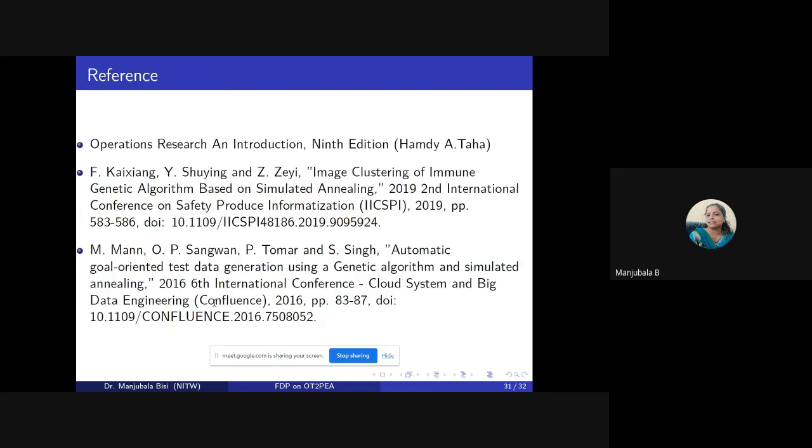These are some of the references you can go through. The PPTs are prepared from this book only. And these are some of the applications of simulated annealing with respect to image processing. And this is for the combination of the genetic algorithm and the simulated annealing algorithm. You can see how people are combining different types of optimization algorithms to find the optimum solution. So this is all about the simulated annealing algorithm.